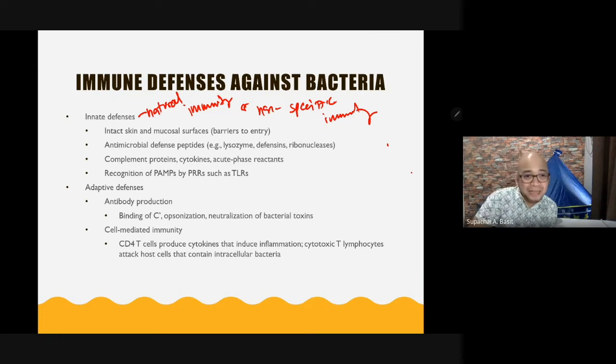So this includes the presence of intact skin and, of course, the mucosal surfaces, which serve as a barrier to prevent the entry of these microorganisms. Naturally, we also have antimicrobial defense peptides, lysozymes present in our saliva or tears, and other defense peptides in our body, such as defensins and ribonucleases. And then, of course, our complement proteins, cytokines, and acute phase reactants would be produced in cases of inflammatory reactions.